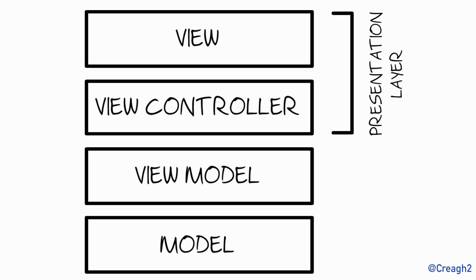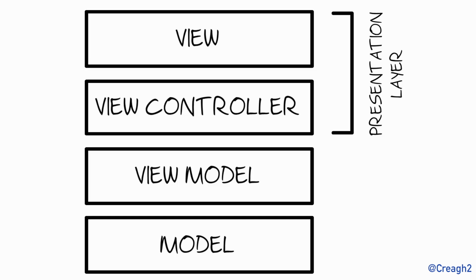So now the view controller's responsibilities are merely as a binding between the view model and the view. I call these two components the presentation layer, but you could call it the UI layer, the cosmetic layer, the graphics layer, front end layer, something like that.